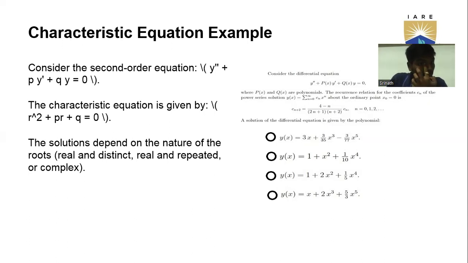The solutions depend on the nature of the roots: real and distinct, real and repeated, or complex. Read these formulas, use them, and do problems. Consider the differential equations.